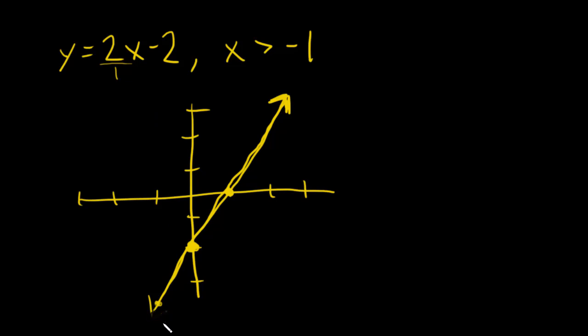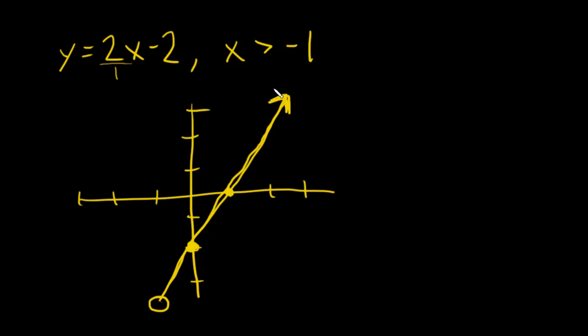So I just bring out my trusty eraser, erase that. And last thing is, since there's no equal sign here, instead of a closed circle, I do an open circle right there. And that is how this one is graphed.